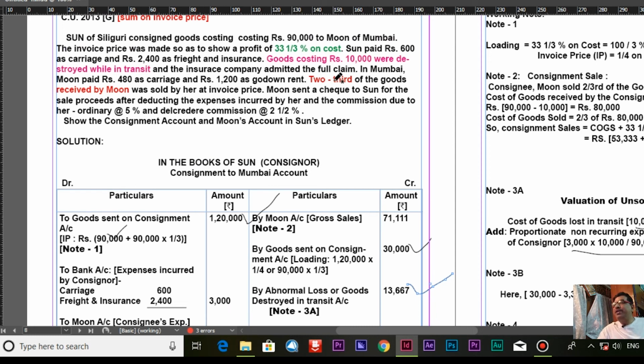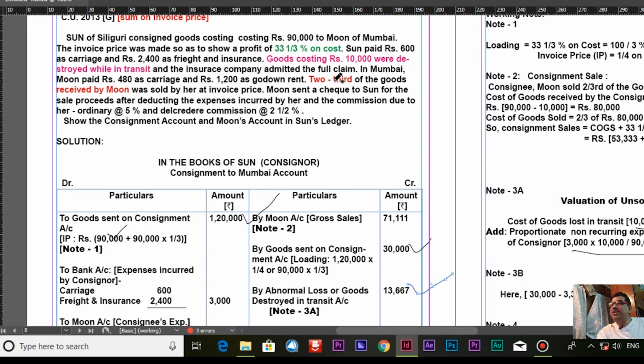Insurance claim admitted the full claim. Therefore, there is no other alternative. There is no case of actual loss because all the amount has been realized from insurance company.